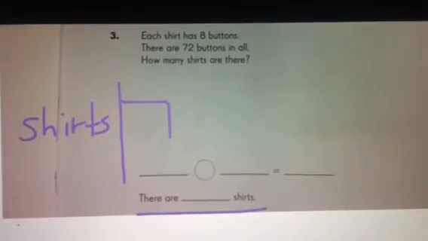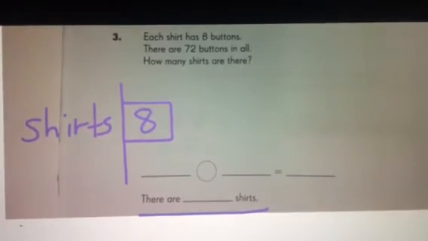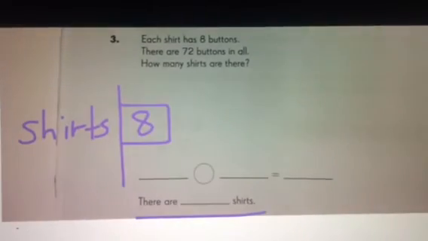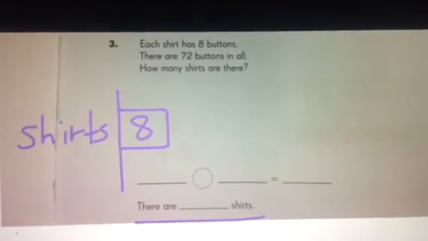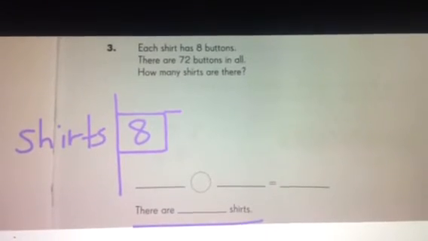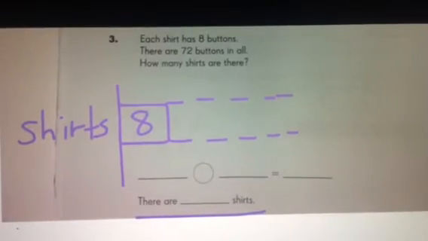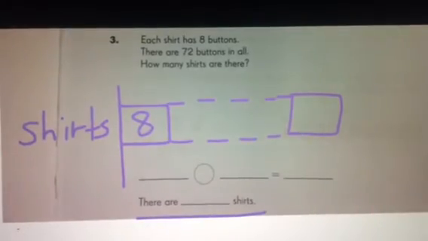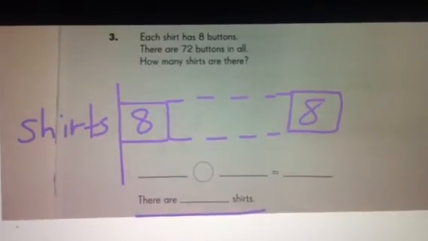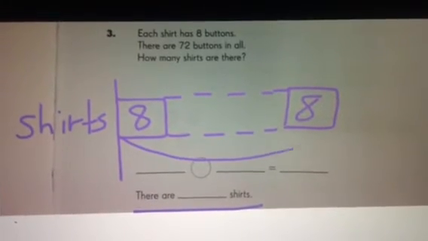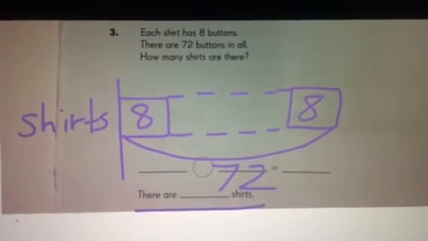We know that there are 8 buttons on each shirt, so we represent the first box and put down 8 because we know that there are 8 buttons. And then we say, I don't know how many groups there are, and we show that with the dotted line. And we close that off with our last group. And again, we know that there are 8 buttons on each shirt, and the total number of buttons is 72. And the unknown is right up here.